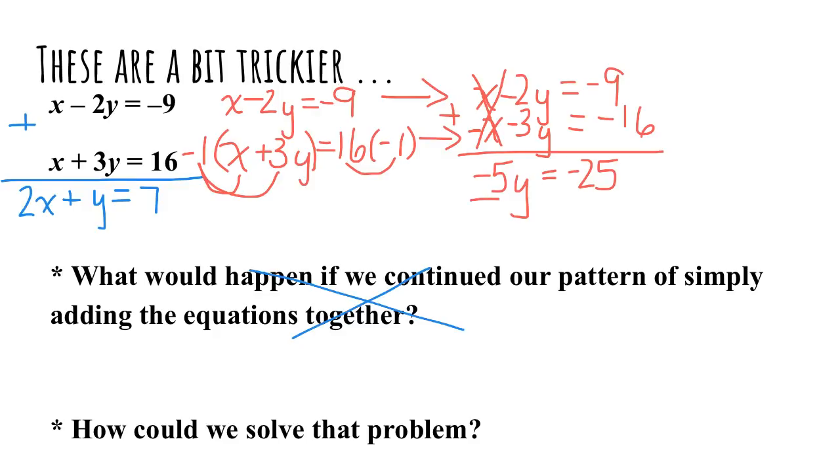So if I divide both sides by -5, I think y is going to be a positive 5. Well, that's half of what I need.